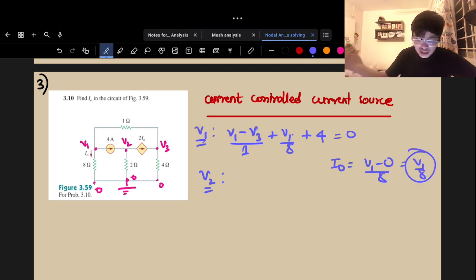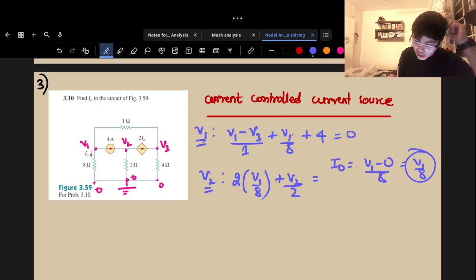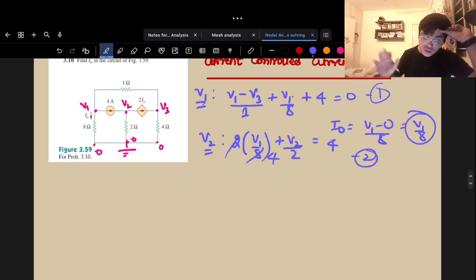So that completely changes everything. You don't have to worry about it being a dependent source. You have another equation with you. You know that the current leaving is 2 I naught, so let me write 2 I naught, that is 2 into V1 by 8. That is one of my currents leaving. Now again V2 by 2, and the current that is entering is 4 amps. So this will become my 4, and you'll get another equation, equation number 2. Call this equation number 1 and this equation number 2, and you solve this basically.